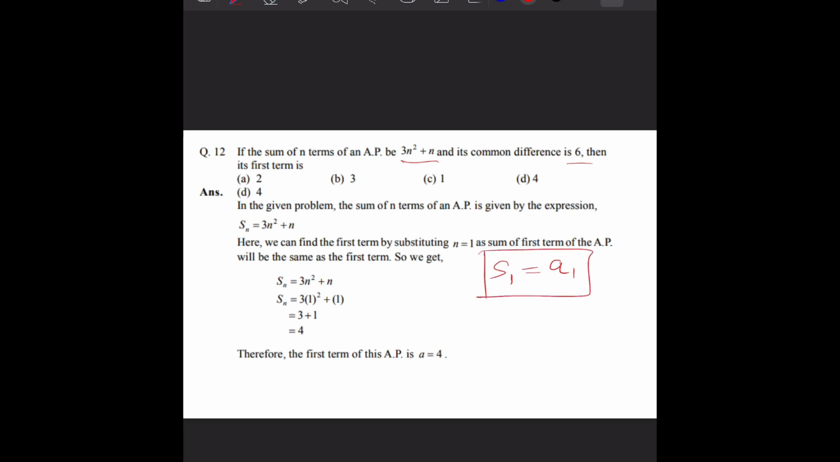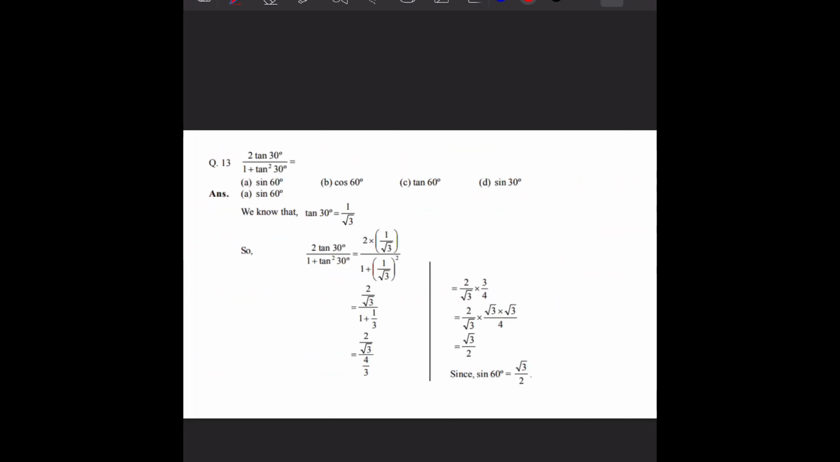That's why we are putting n equal to 1 in a given relation. What is relation? Sn is equals to 3n square plus n. I'll be putting n equals to 1. 3 into 1 square plus 1. The final answer is 4. A का value is 4. Option D is correct. Moving on to the next.